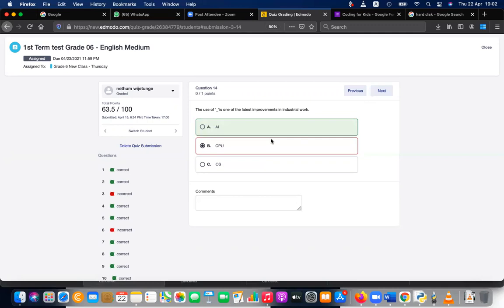A tricky one, right? Use of what is the latest improvement in the industrial world? So what is the latest improvement in the industrial world? In IT, what is the latest technology? AI. What is AI? AI means? Artificial intelligence. AI, artificial intelligence.